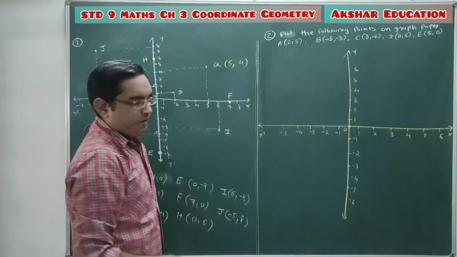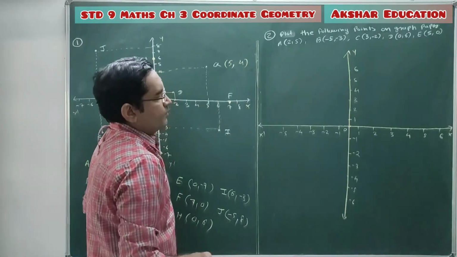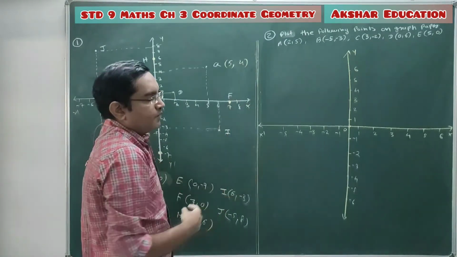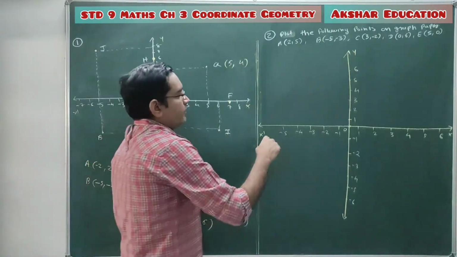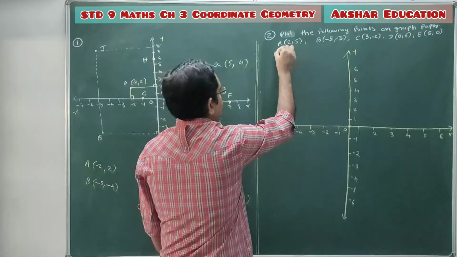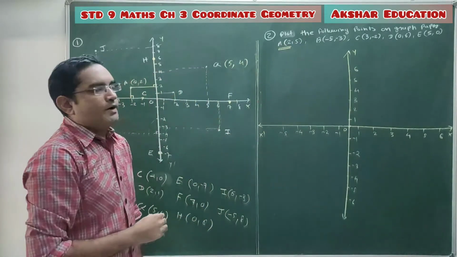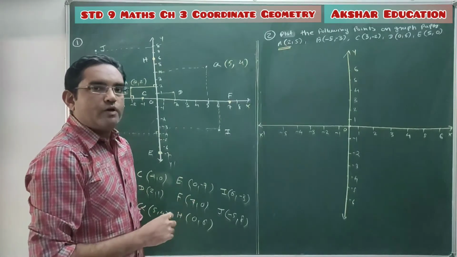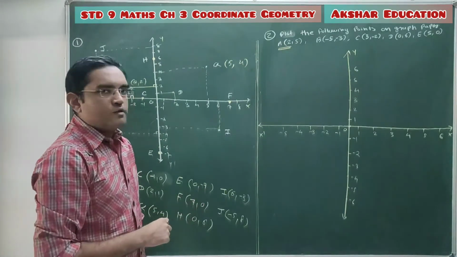Now look at this point on a graph paper. So this is our coordinate axis and our Cartesian plane. Now to represent this point on a graph. So first point. Look at point A. Coordinates are 2 and 5. X coordinate is 2, y coordinate is 5.